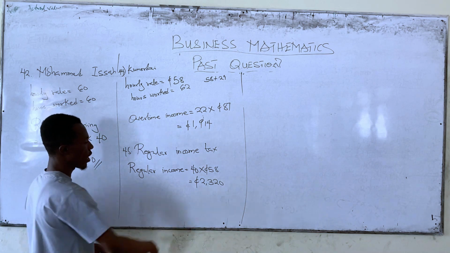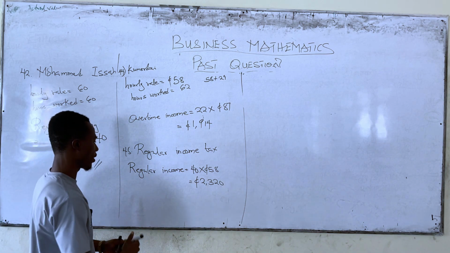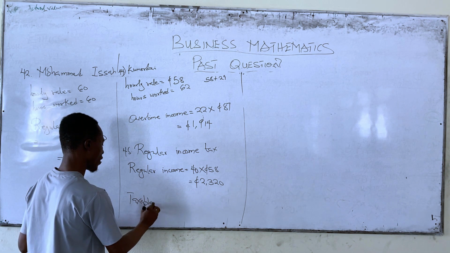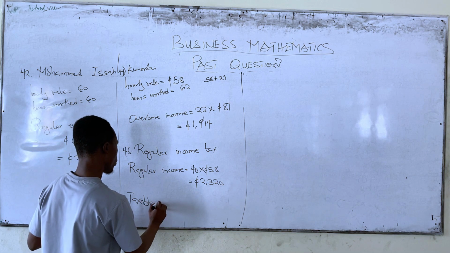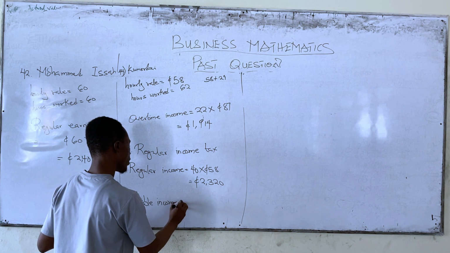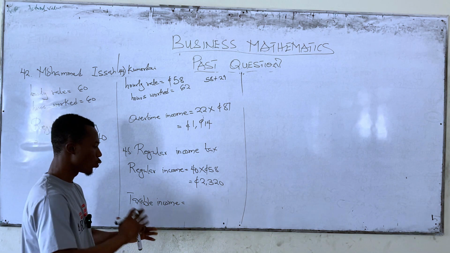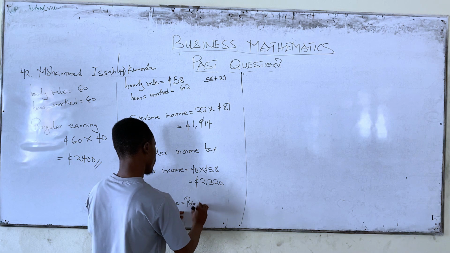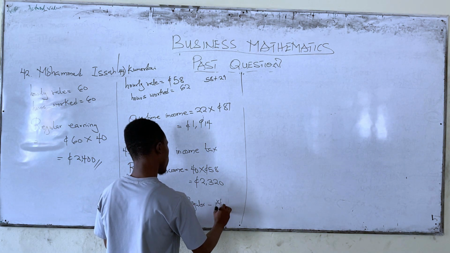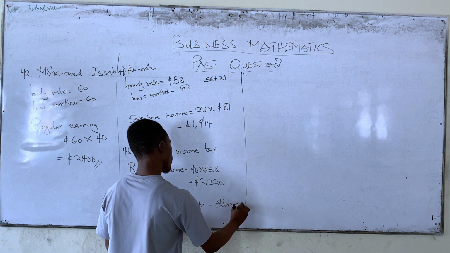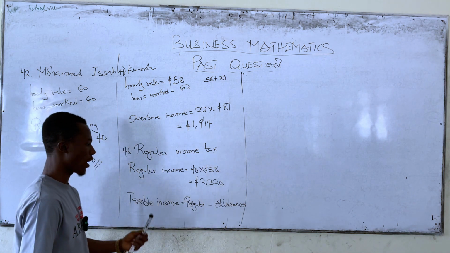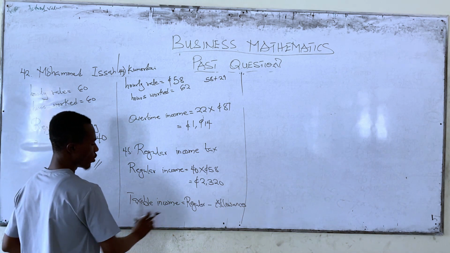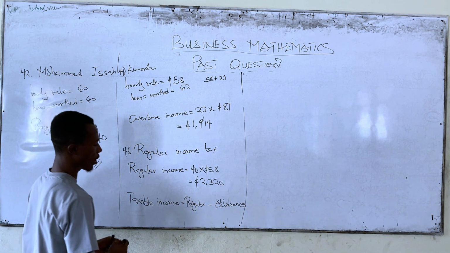Now, since we don't have any allowances, it is going to be the taxable income. I just want to follow the procedure so that in a situation where you see allowances, you know how to calculate it. So your taxable income is equal to your regular income minus allowances. Here I'm pretending as if I don't know allowances were not given.